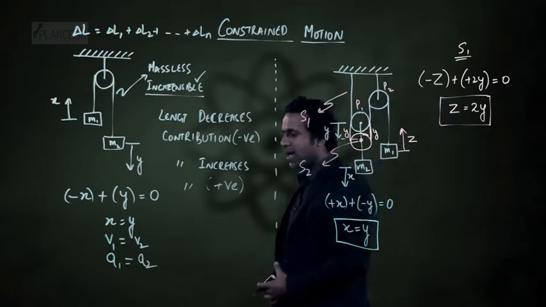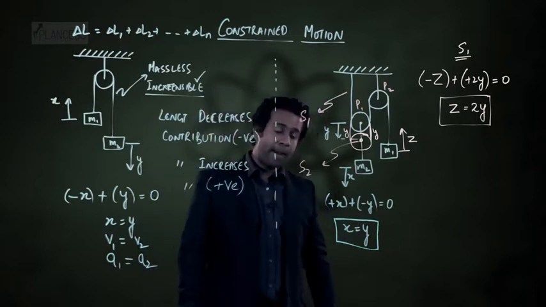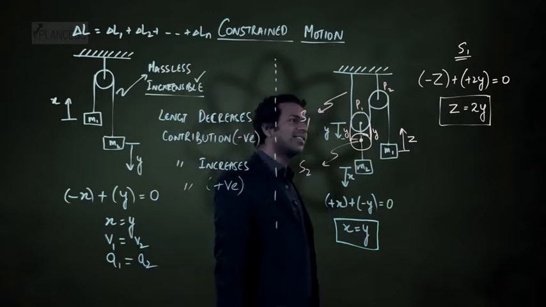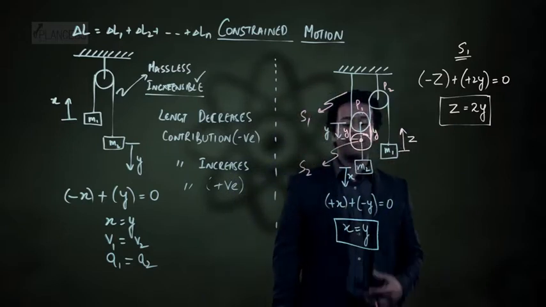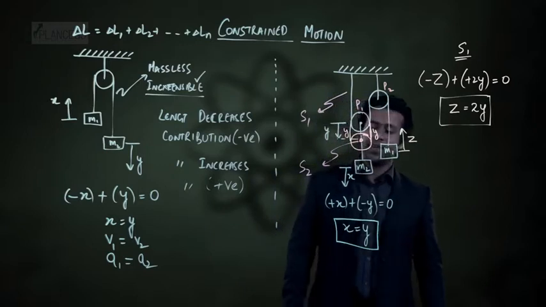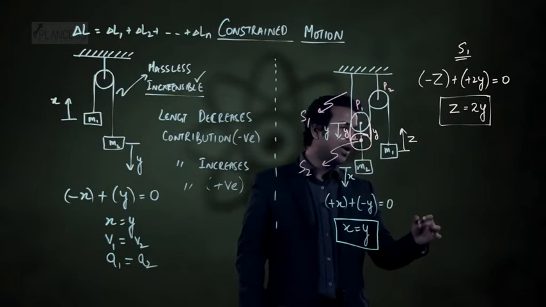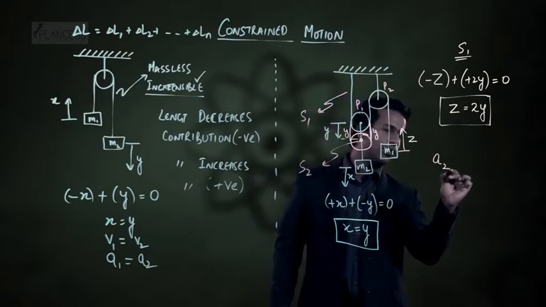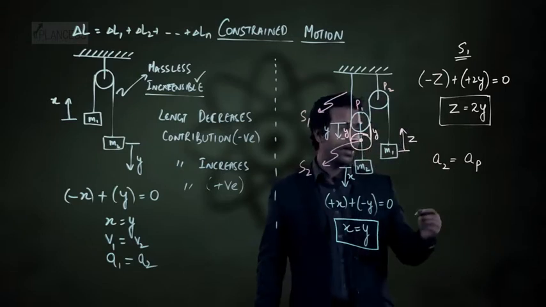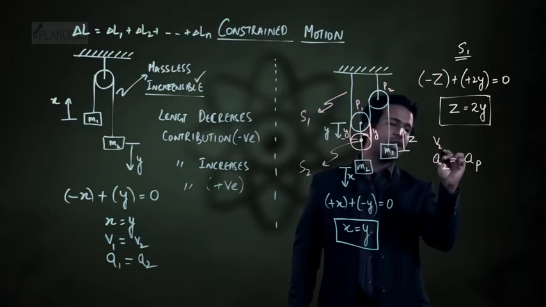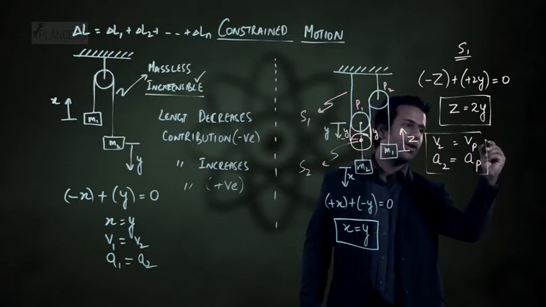So now once again, we have found the relation between the distances moved. But we know that all these distances will be covered in the same amount of time. So what can we make from that? We can say that, from this relation, x equal to y, the acceleration of 2 will be equal to the acceleration of the pulley, right? We can also say that the velocity of 2 is equal to the velocity of the pulley. Both these things come together.